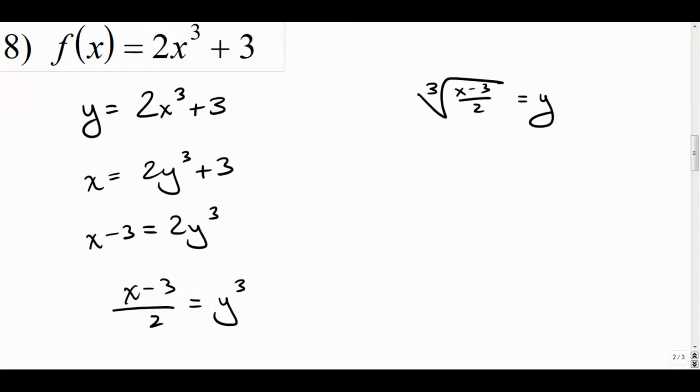And I'm done. I don't want to write y though, I want to write f inverse. There you go. I claim that these two are inverses of each other.